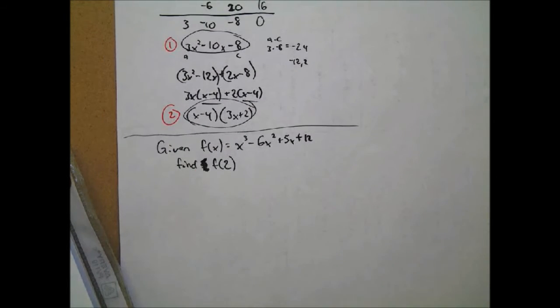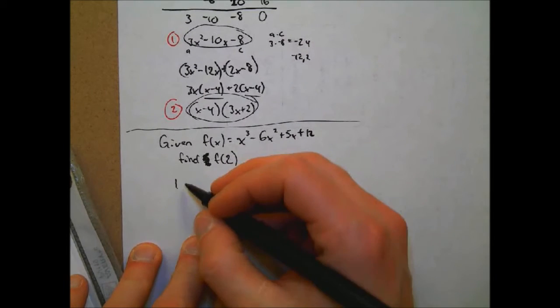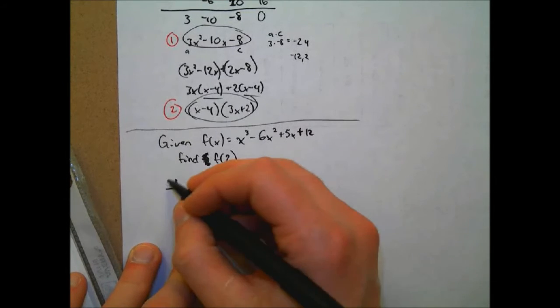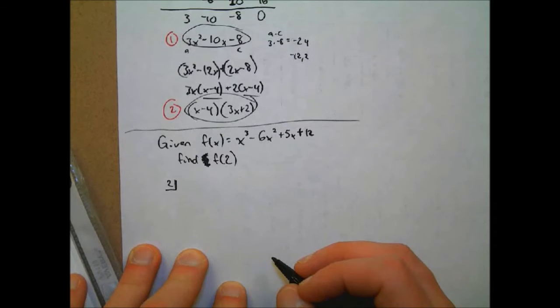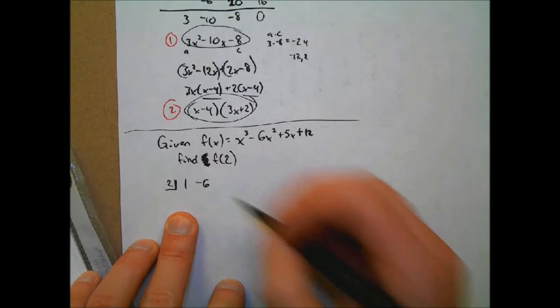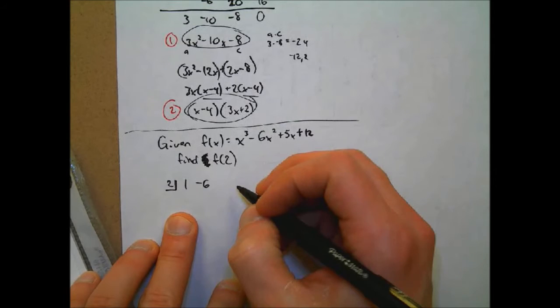What would we normally do here to evaluate the function at 2? Plug 2 in for all the x's, and you just simplify it. You can actually use synthetic division to do this. So in my box, I'm going to put in the 2. I'll put my coefficients in: 1, negative 6, 5, and 12.